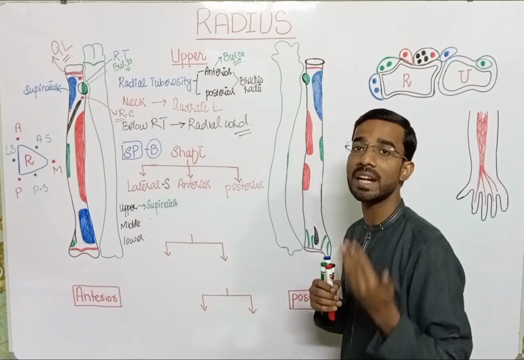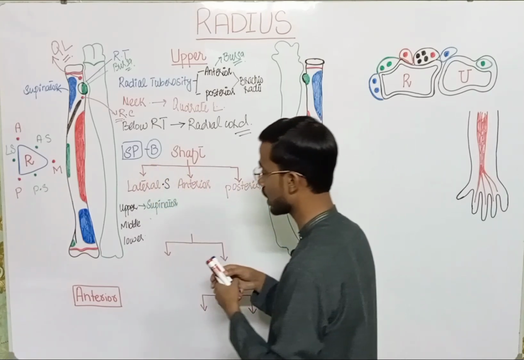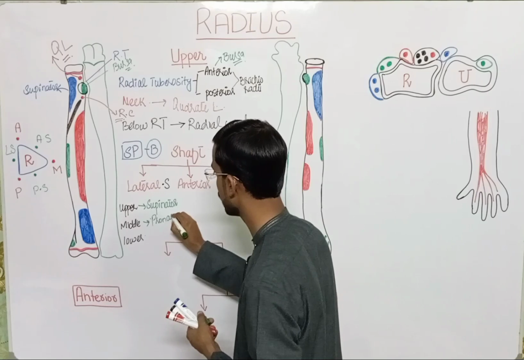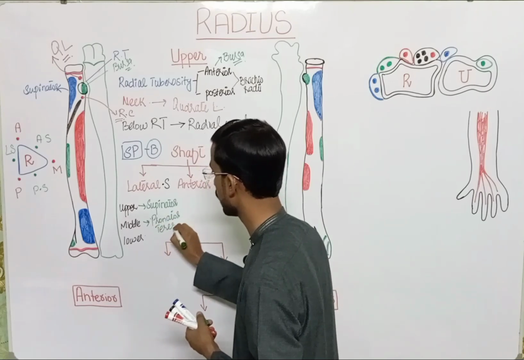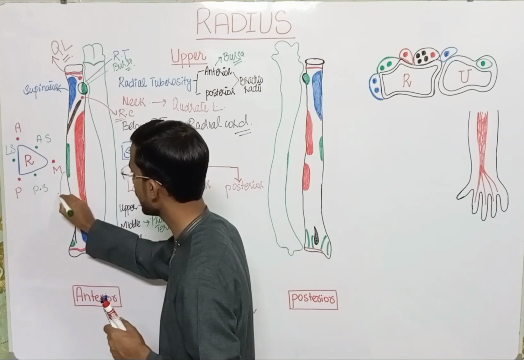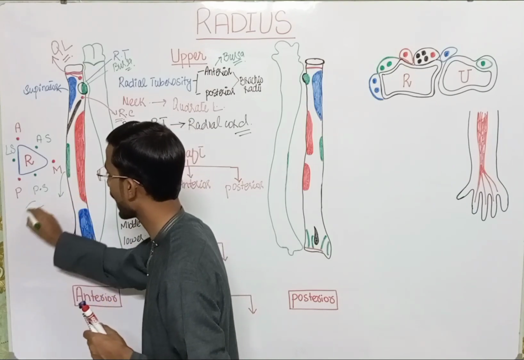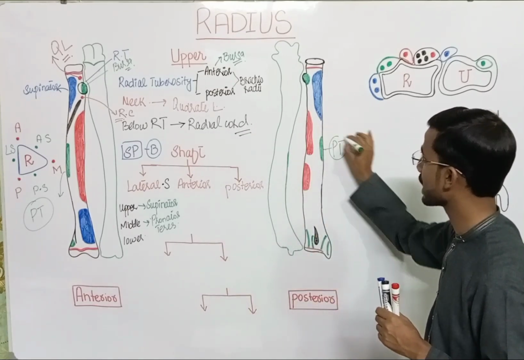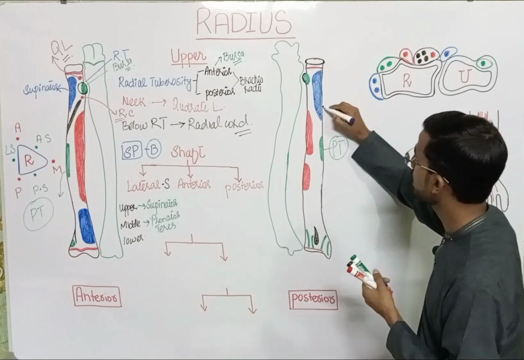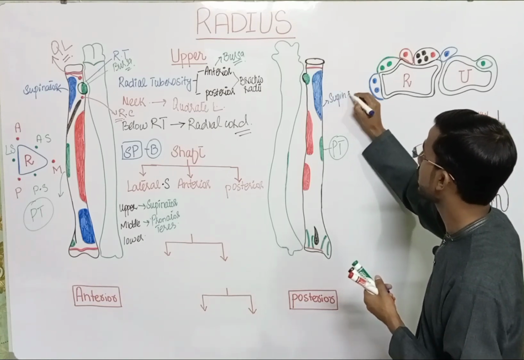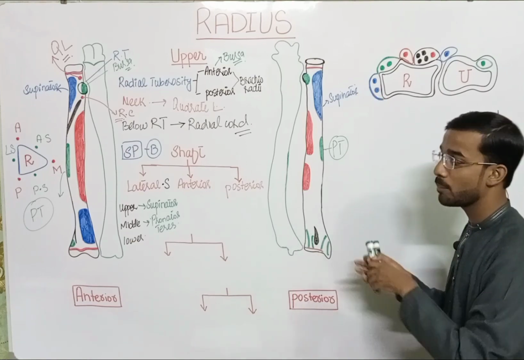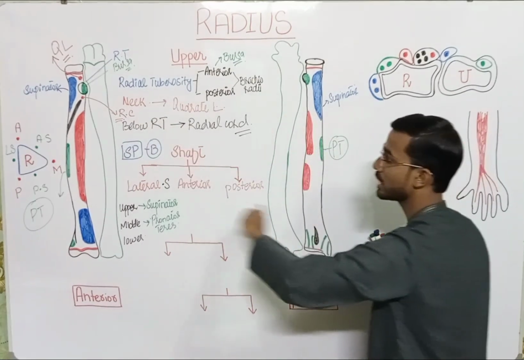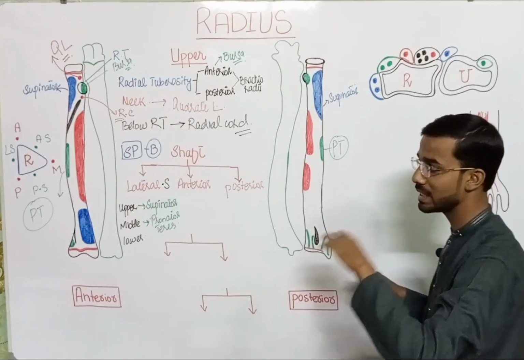P stands for pronator teres. So here is the situation in which you will see the pronator teres muscle. In that situation, at the middle side, you will see the pronator teres muscle. This is the anterior side and this is the posterior side. You can say this is actually the supinator muscle. So at both sides, at the anterior and the posterior side, you will see at the upper portion the supinator muscle, and at the middle portion you will see the pronator teres muscle.